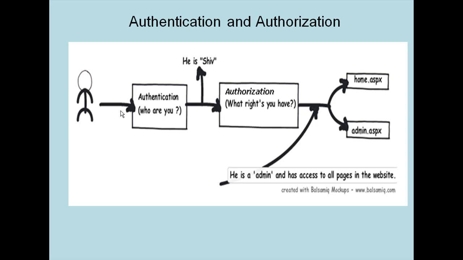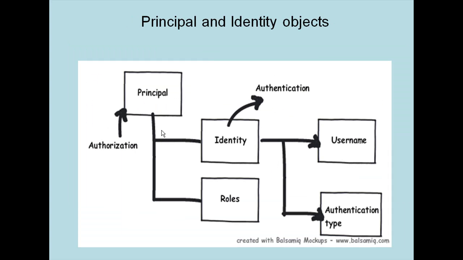Now the second important concept, in conjunction with authentication and authorization, is the principal and identity object. Principal and identity are basically objects, or you can think of them as classes, which belong to the System.Security namespace. Both of these objects help you detect, at any given moment in your application, who the user is that is logged in and what kind of role the user has.